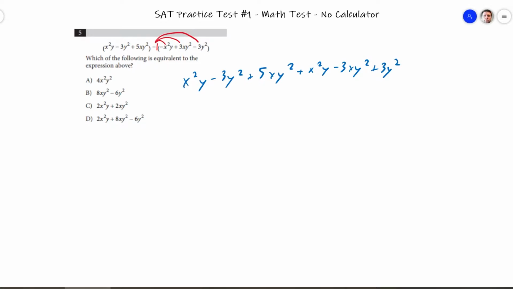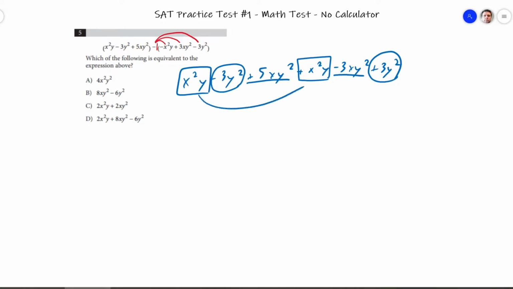Now you can use this little strategy of boxing in like terms for your first type. So is there another x squared y term here? Yes, there is. It's right here. So box that in. And then I would make sure to use a different type of way of noting that this is a like term, because it's a different type of like term. So I'll use a circle for the y squared terms, which there's another one right here. And then I'm going to use an underline, which is yet another type for the xy squared terms.